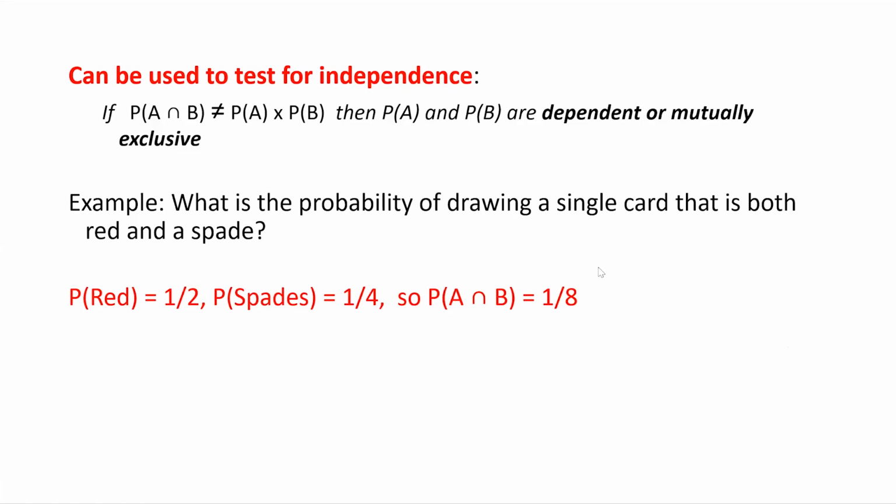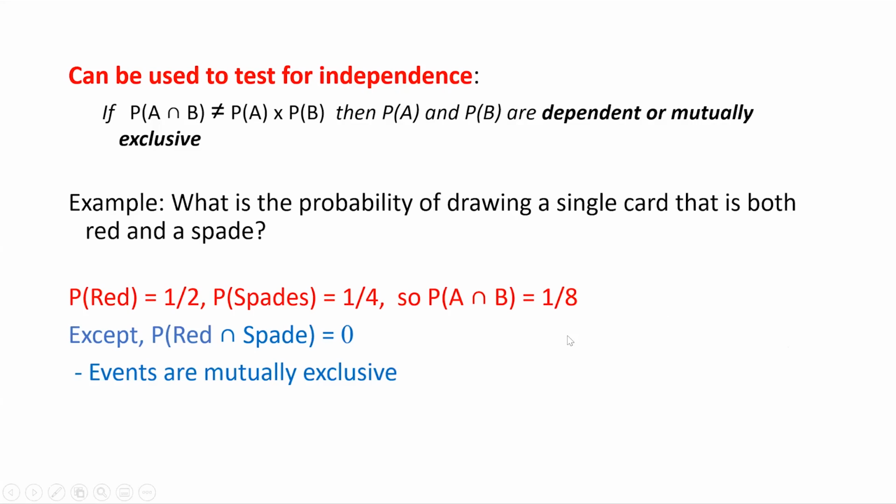But that's not possible. There are no red spades in a deck of cards. So the actual probability is 0. Because the probability of A and B does not actually equal the probability of A times the probability of B, we know that these events are either dependent or mutually exclusive.